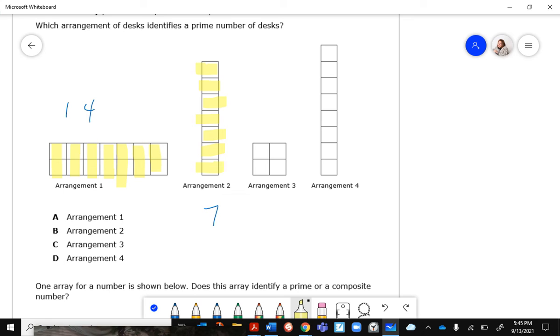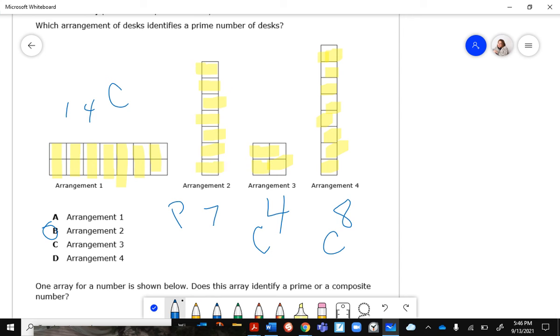What about this one here? 1, 2, 3, 4. So this is 4. Even number, can it have more factors? Yep, absolutely. So this is composite. Well, let's see about this next one. 1, 2, 3, 4, 5, 6, 7, 8. That's 8. Ooh, even number, can split in half, divided by 2. Absolutely. So this is going to be a composite. So which is the only one that's a prime number? Very good. It's going to be B, arrangement number 2.